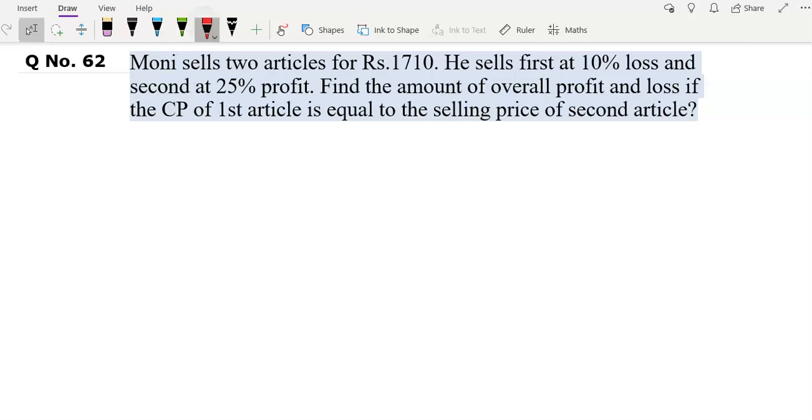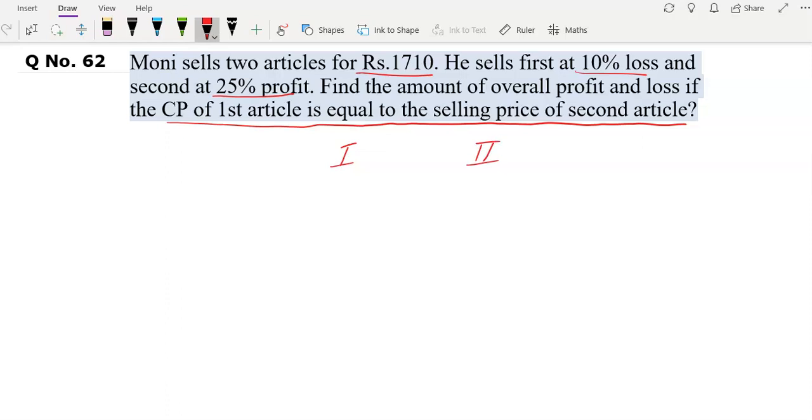Question number 62. Moni sells 2 articles for rupees 1710. He sells first at 10% loss and second at 25% profit. Find the amount of overall profit and loss if the CP of first article is equal to the selling price of second article. So in this question we have 2 articles.